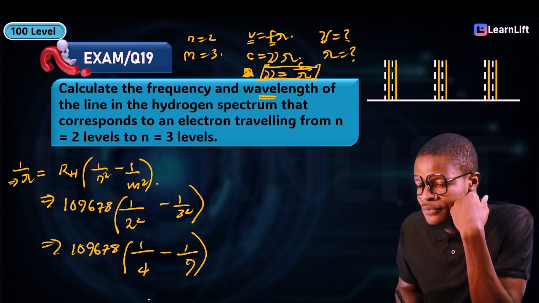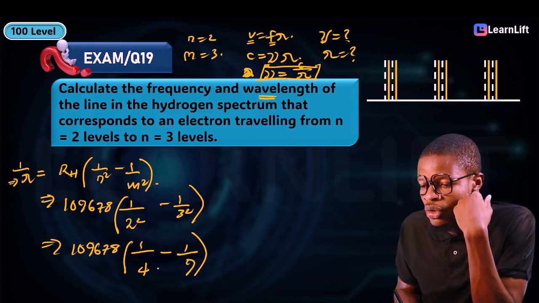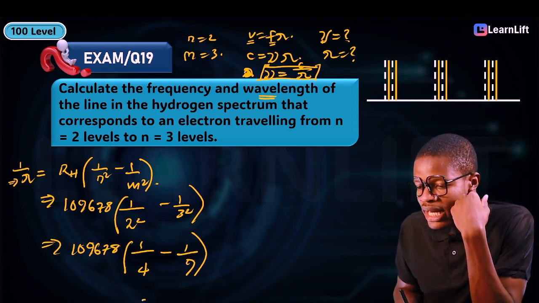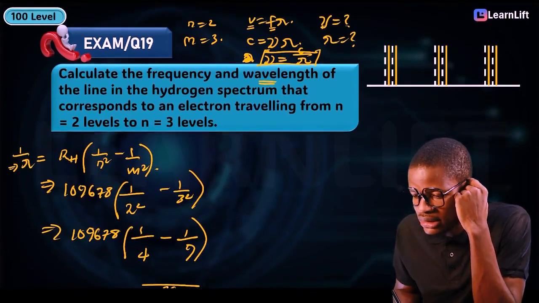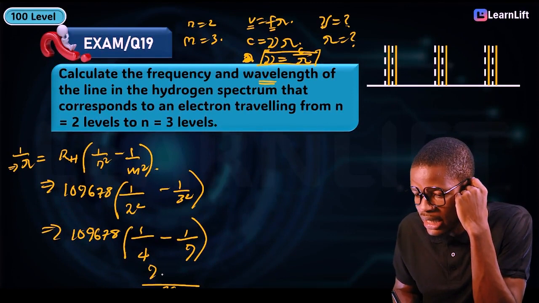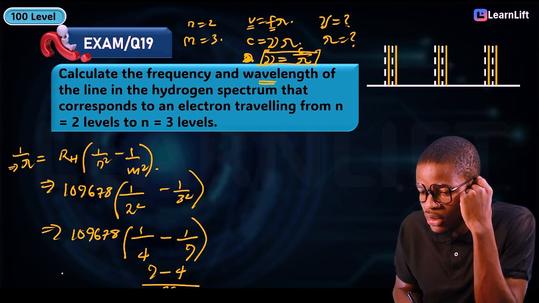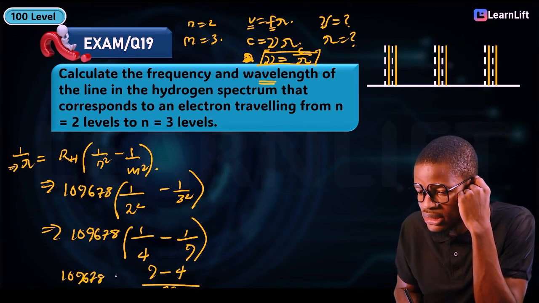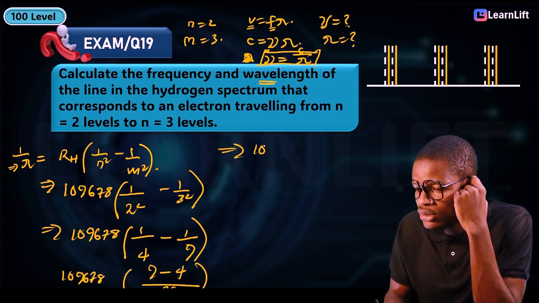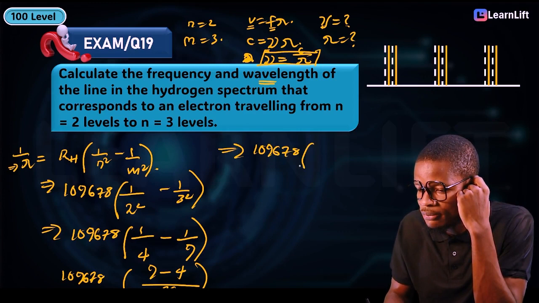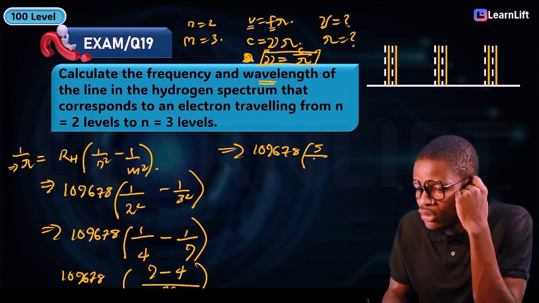So very quickly, what's the LCM of these two, 9 and 4? LCM of 9 and 4 is 36 here, right? 36, this is going to give me 9 minus, of course, 4 here. 109,678 into the whole of this, and that's going to give you 109,678 multiplied by 9 minus 4, that's 5 all over 36.